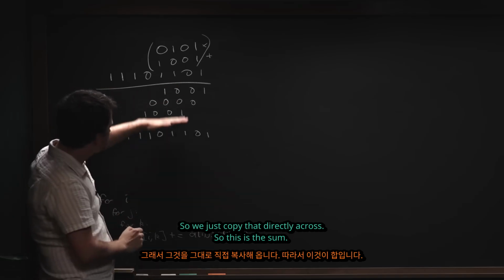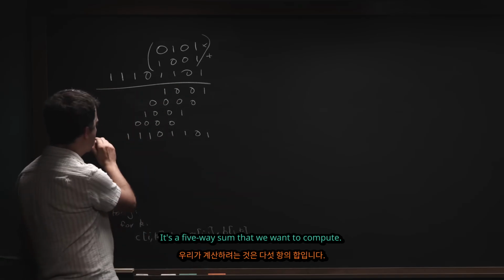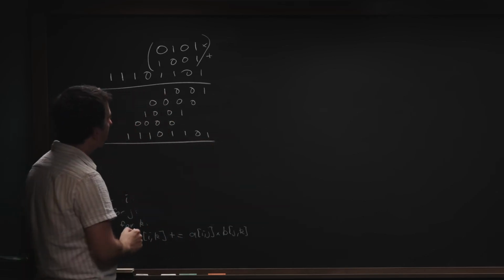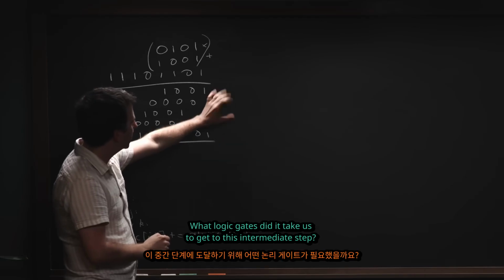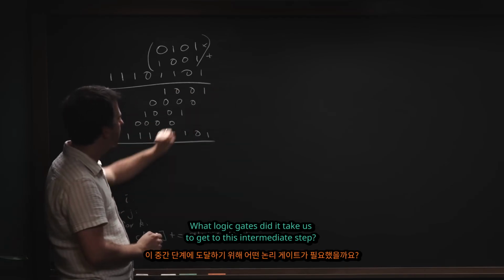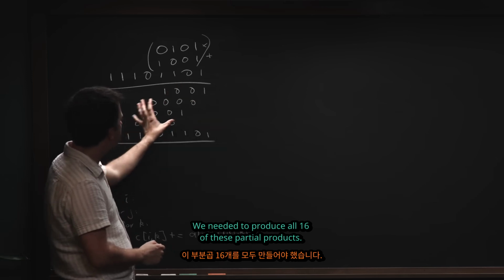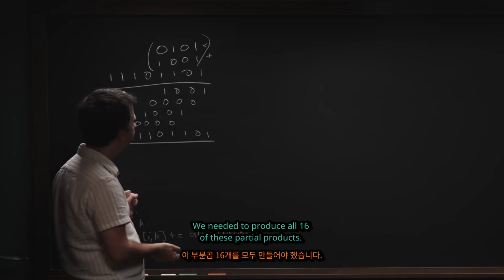So this is the sum. It's a 5-way sum that we're going to want to compute. So firstly, what logic gates did it take us to even get to this intermediate step? We needed to produce all 16 of these partial products.